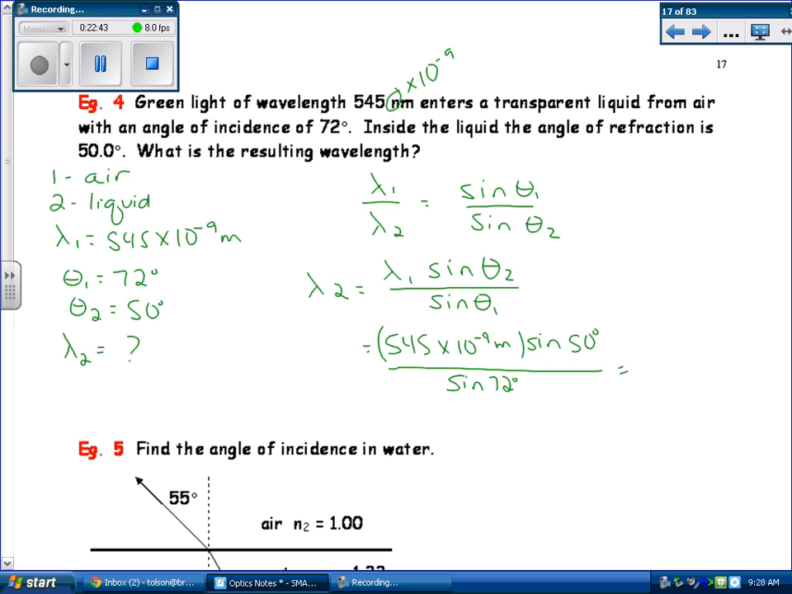When you're putting this in, be very careful with the brackets. Notice that when you type in sine, an open bracket comes up. You need to type in 50 and then put the closed bracket, or else you're going to end up with the wrong answer. It'll take the sine of everything that comes after it. So that'll give you 4.39 times 10 to the negative 7 meters, which you can also write as 439 nanometers, because we tend to write the wavelengths of light in nanometers.